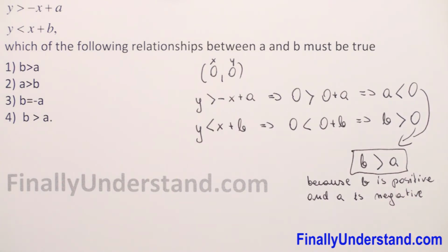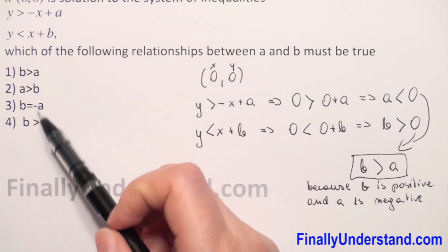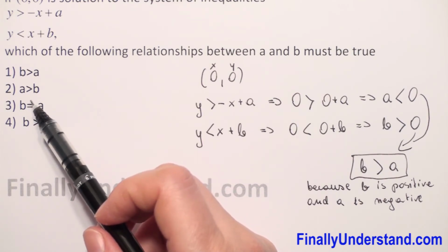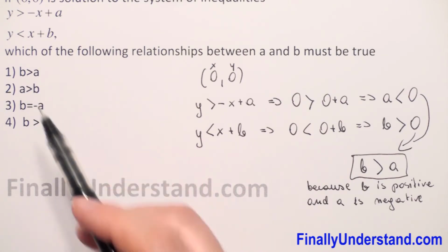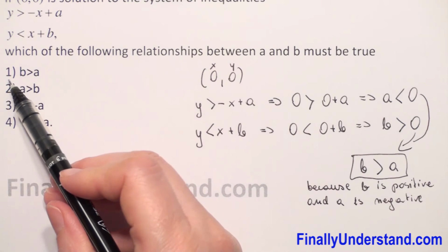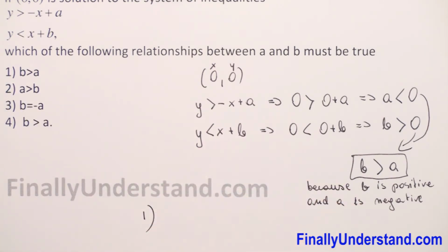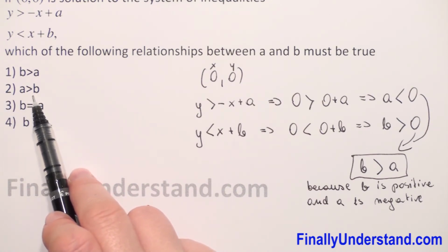So now come back to our expressions, the relationships which we have been given. First is b is greater than a. Exactly what we have here. So we found the solution to our problem. The answer will be the first one. It cannot be the second, because a is not greater than b. Then the first is b is greater than a.